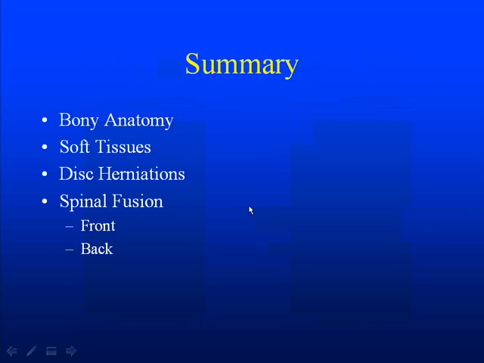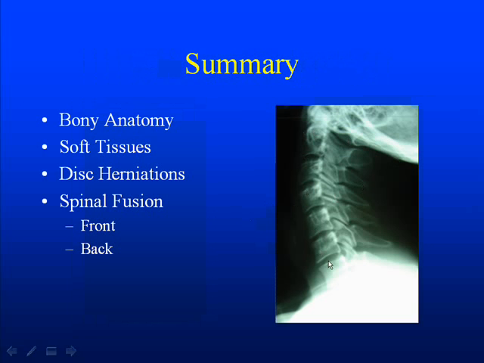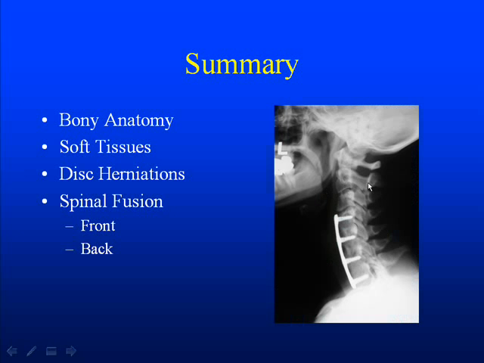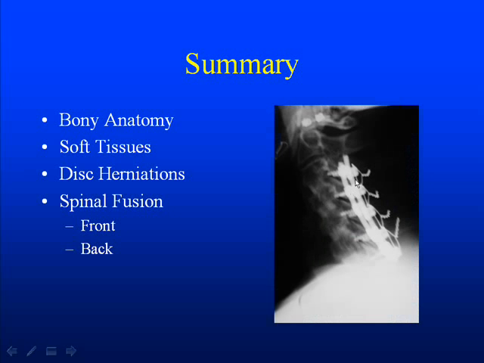So in summary, we've learned about the anatomy of the neck, with the different bony elements. We have looked at the soft tissue elements, including the spinal cord and the disc herniations. We have seen what x-rays look like after we have had surgery, both from the front and in this case from the back. That actually concludes our discussion of the anatomy of the cervical spine.